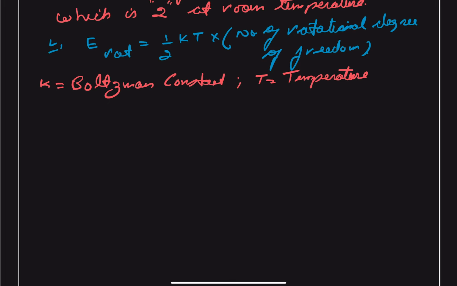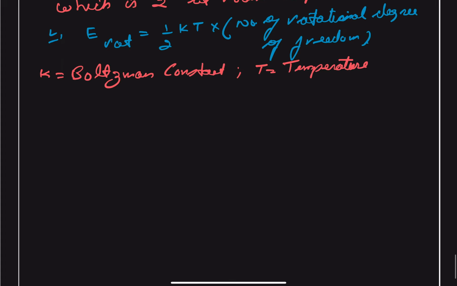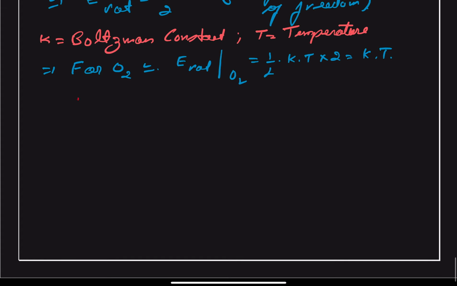So we have two gases, oxygen and nitrogen. Therefore we can write that for oxygen, E rotational will be equal to half multiplied by k multiplied by T and multiplied by the degrees of rotation, 2, which gives us kT. And similarly for nitrogen, E rotational will also be equal to half kT multiplied by 2. This also gives us kT.